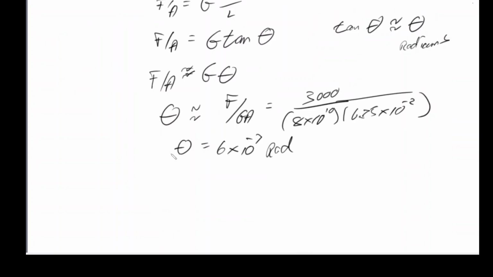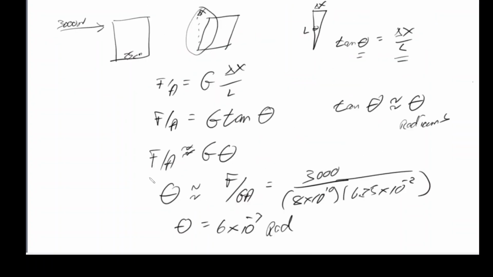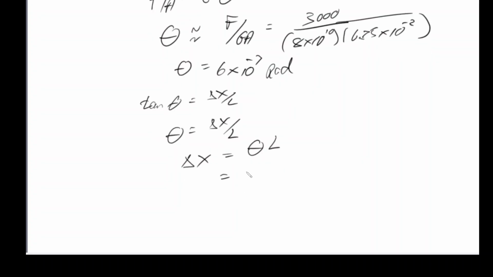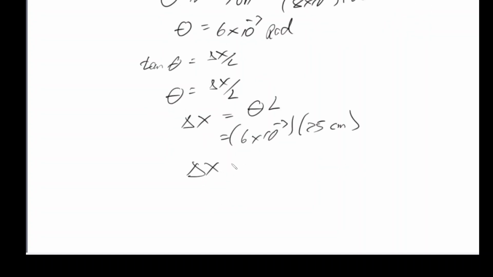So again, we know that from this equation, tan theta is equal to delta x over L, or because this is a very small displacement, theta is equal to delta x over L. So delta x is equal to theta times L, which is equal to 6 times 10 to the minus 7th radian times L, which is 25 centimeters, or the displacement comes out to be 1.5 times 10 to the minus 5th centimeters.